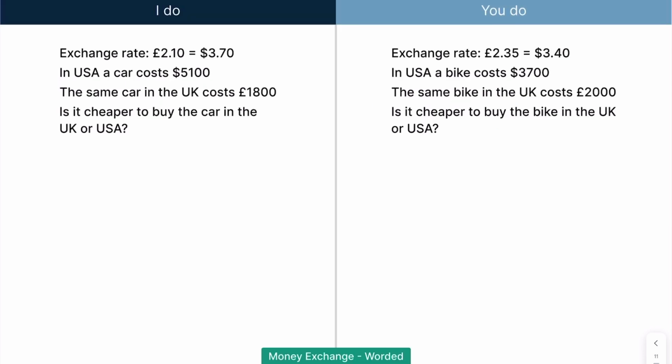So, with these questions, we have an exchange rate like before. We've been given the cost of a car in dollars and the cost of a car in pounds, and we've been asked to find out where the car is cheaper to buy. Now, all we need to do is convert them both to the same units. So here you can pick. Now, it's completely up to you. Either you convert everything to dollars or everything to pounds. I'm going to pick to convert everything to pounds, which means this has already been done for me. I don't need to do anything here, whereas here I need to do a bit of work.